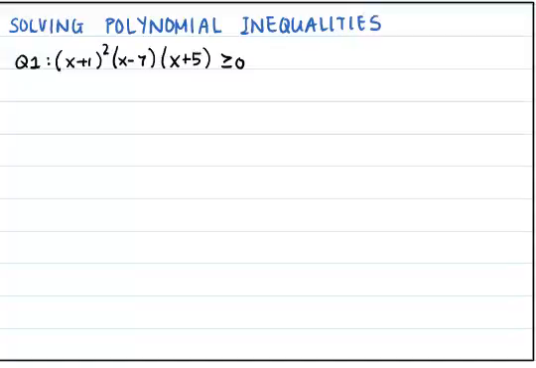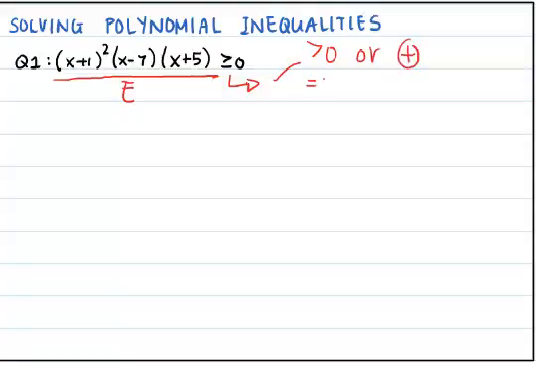We will solve polynomial inequalities from MyOpenMath. One of our questions in our homework is the expression in factored form (x + 1)^2 (x - 7)(x + 5), and we need to find the intervals for which it is greater than or equal to 0. Greater than or equal to 0 means greater than 0, or plus, or equal to 0.